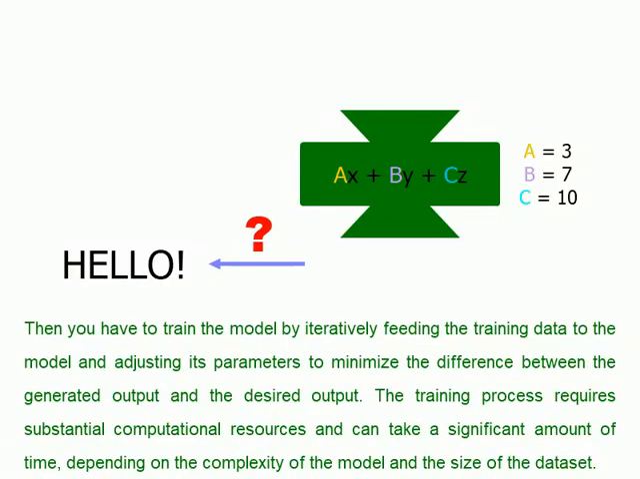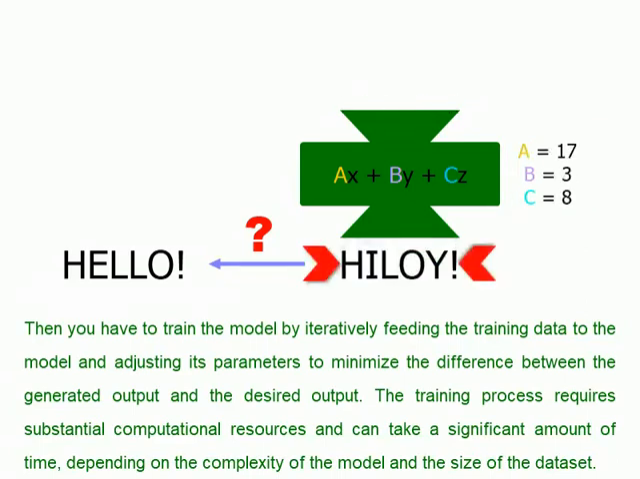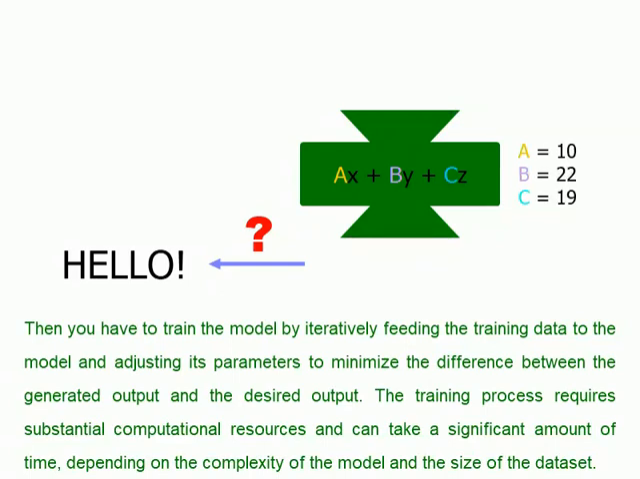Then you have to train the model by iteratively feeding the training data to the model and adjusting its parameters to minimize the difference between the generated output and the desired output. The training process requires substantial computational resources and can take a significant amount of time, depending on the complexity of the model and the size of the dataset.